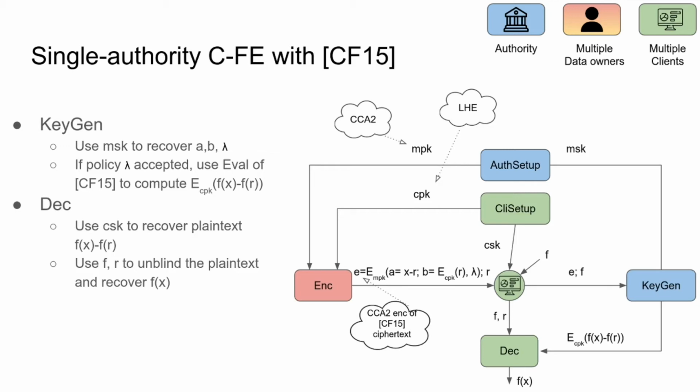On a key request, the client sends this ciphertext to the authority, who can remove the CCA2 layer of encryption and compute f of x minus f of r, encrypted under the client's public key of the linearly homomorphic encryption scheme. If the authority decides to grant the request, based on the policy lambda that was also given, the client will receive the encryption of f of x minus f of r as the function key. The client can now recover f of x minus f of r out of it using their secret key, and can then remove f of r because the client knows r, getting f of x as desired.